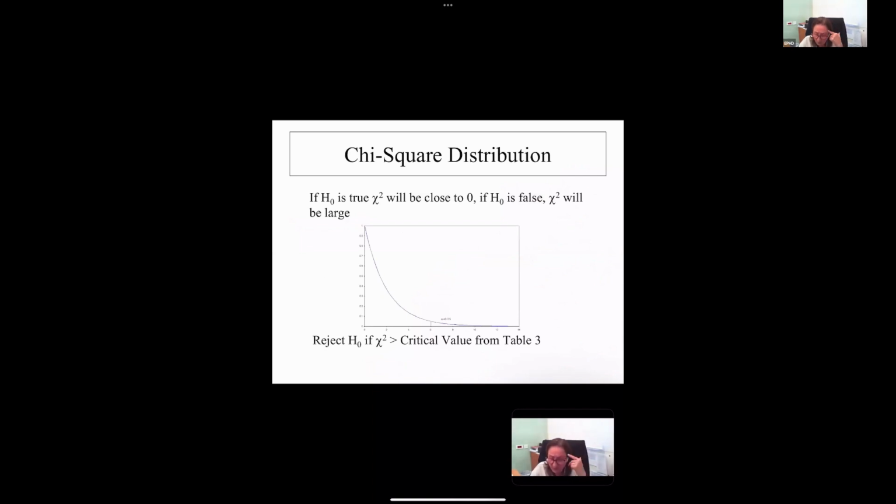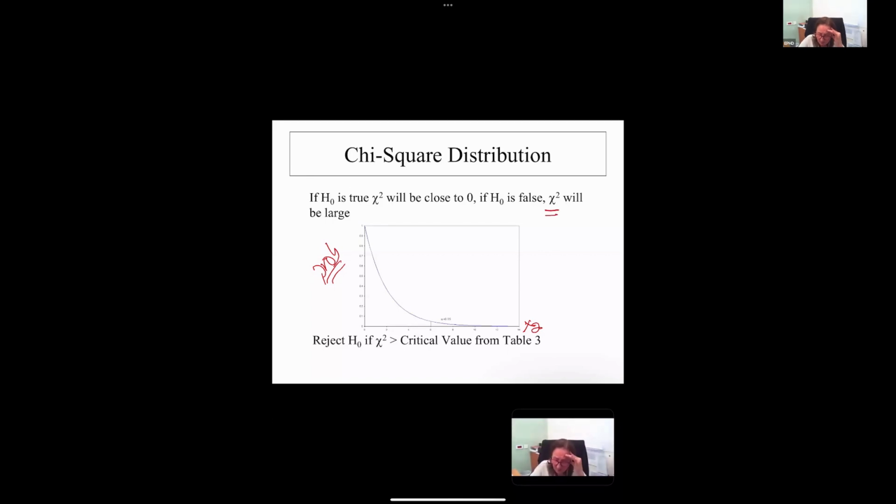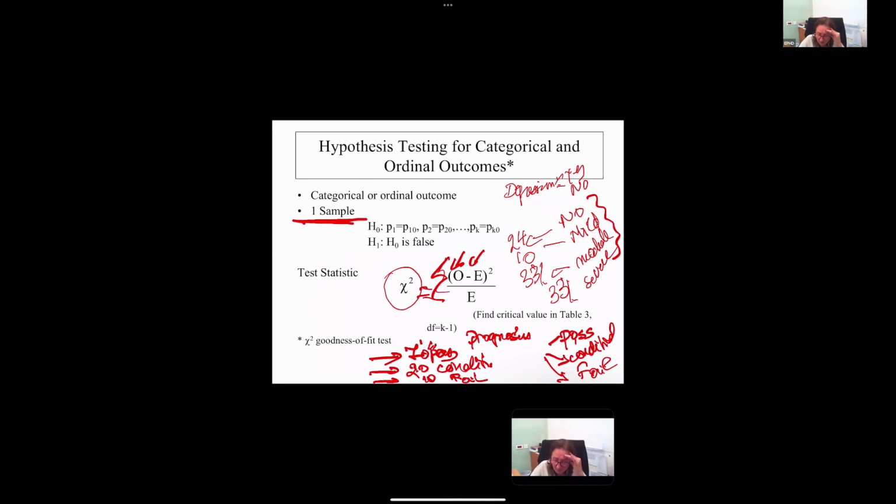So if H0 is true, the chi-square will usually be towards 0. These are probabilities. And the closer to 0, the chi-square. So this is how it looks. Okay, so is it normal? No. What happens is that the larger the chi-square value, the more likely that H0 is not true.